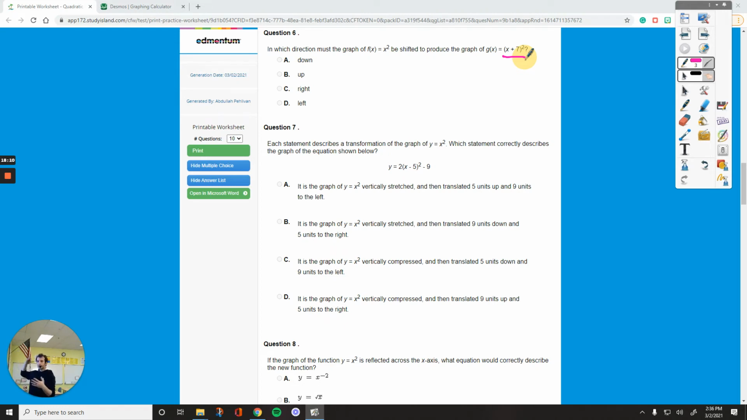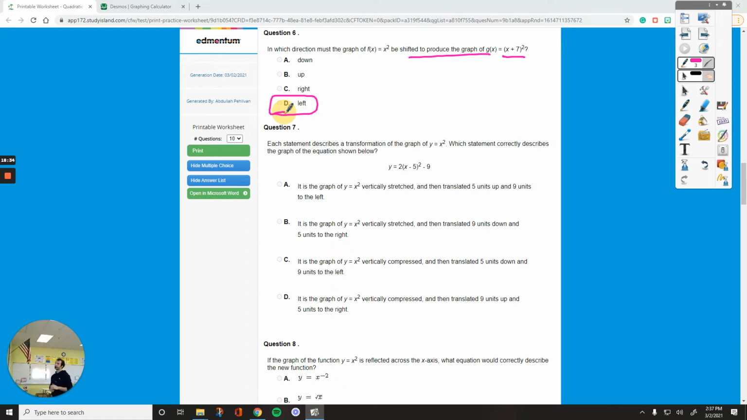Positive 7, logically, you might think that it is on the right side of the x-axis, but remember, when you think about the horizontal movement, do the opposite of what you think is the right thing. So this one looks like it's positive, right 7. No, it's going to be left 7. So, in which direction must the graph be shifted to produce that one? It should be shifted left, 7 units.